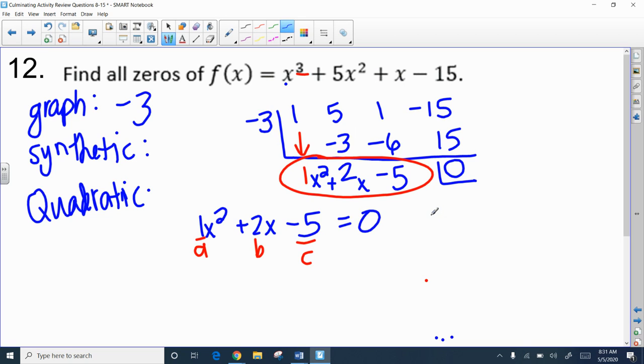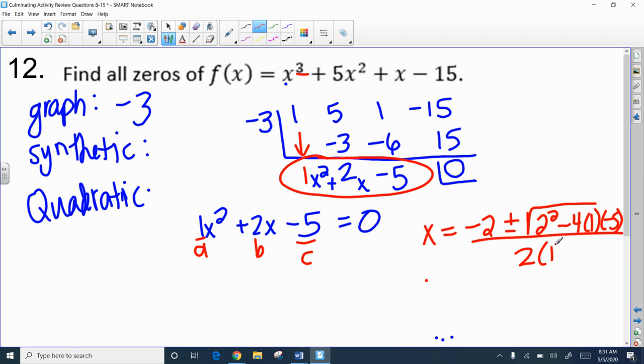All right, so when I plug these into the quadratic equation, we have x equals negative b plus or minus the square root of b squared minus 4 times a times c all over 2a. So under the radical, this would be 4 minus negative 20.